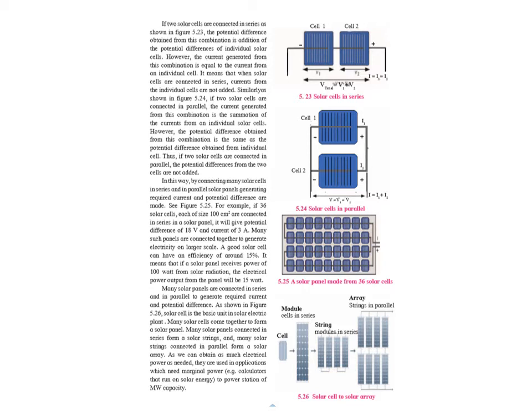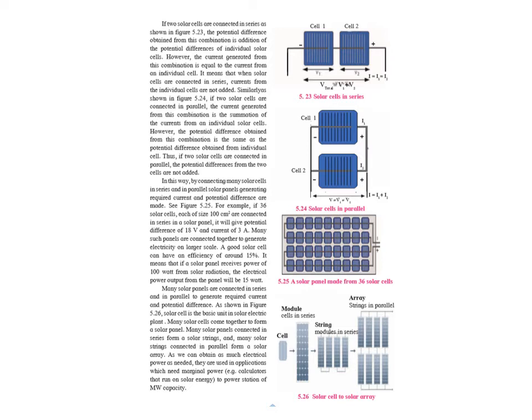So, understanding this, we are able to get the required amount of output that we need. They've given you an example, 5.25. In this way, by connecting many solar cells in series and in parallel, a solar panel generating the required current and potential difference is made.